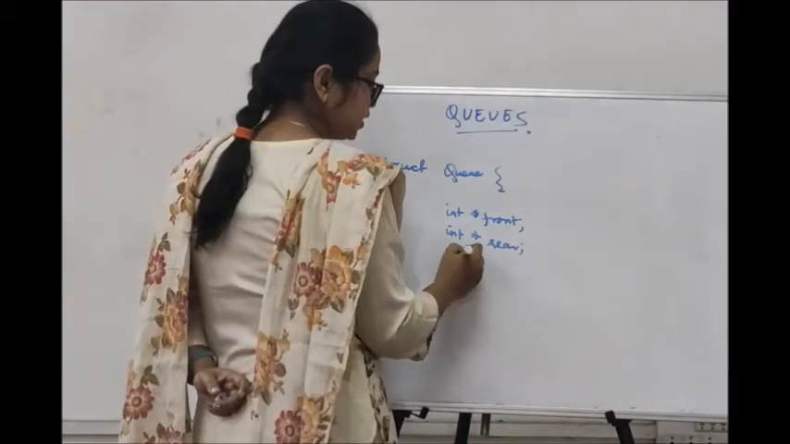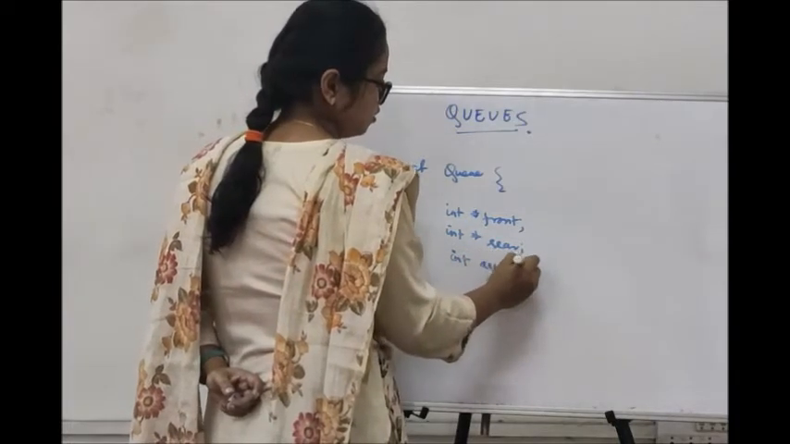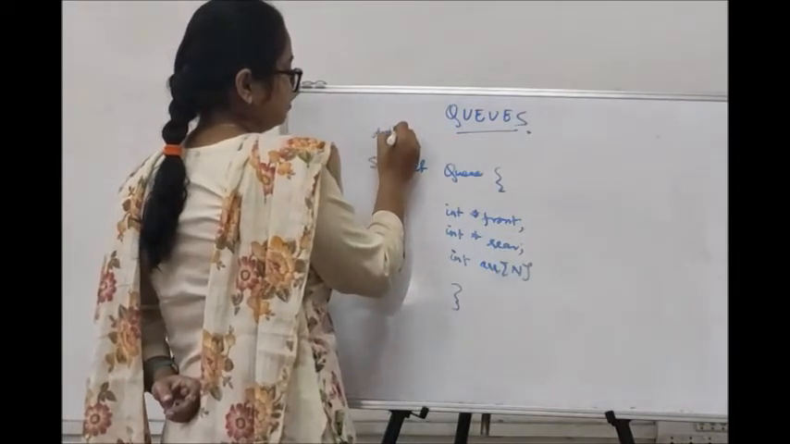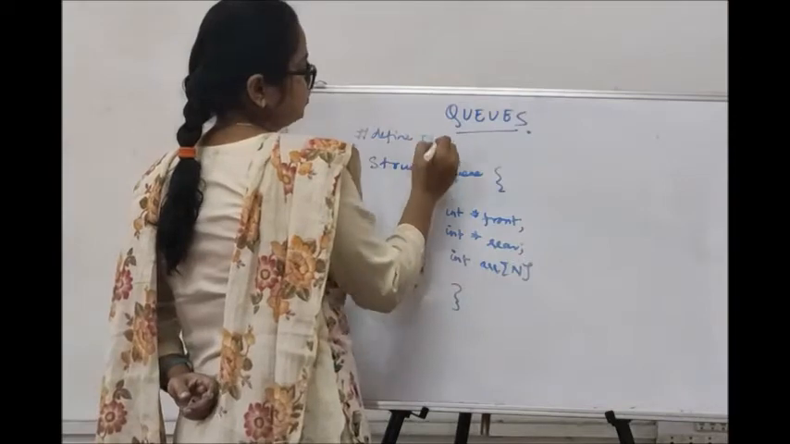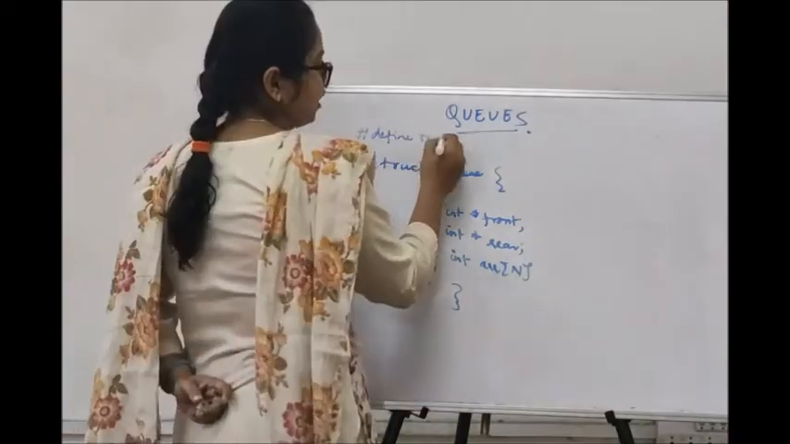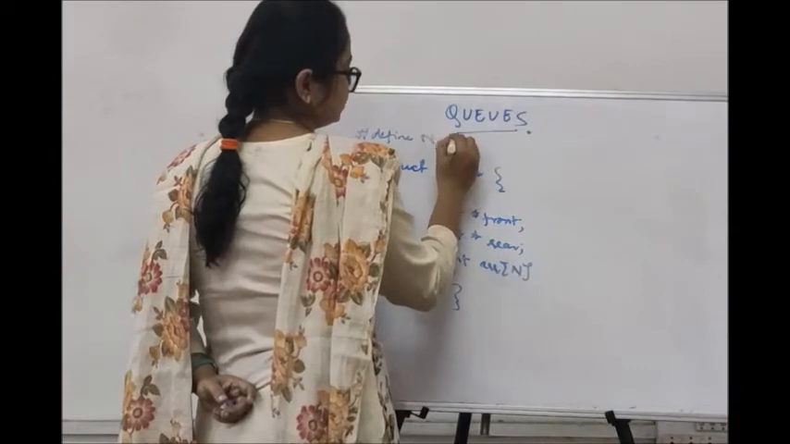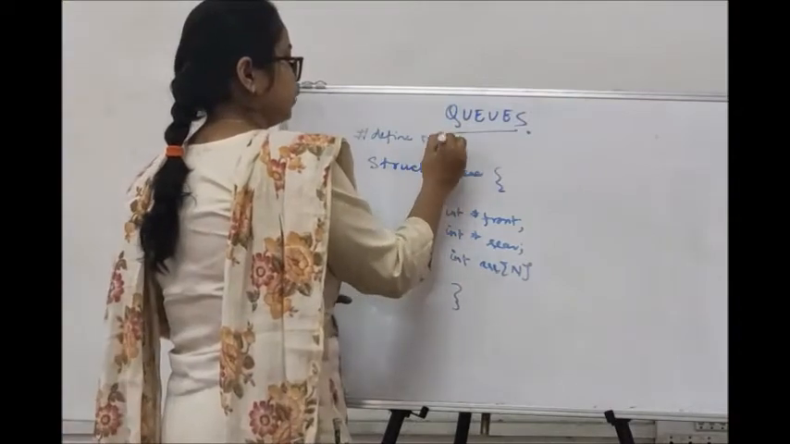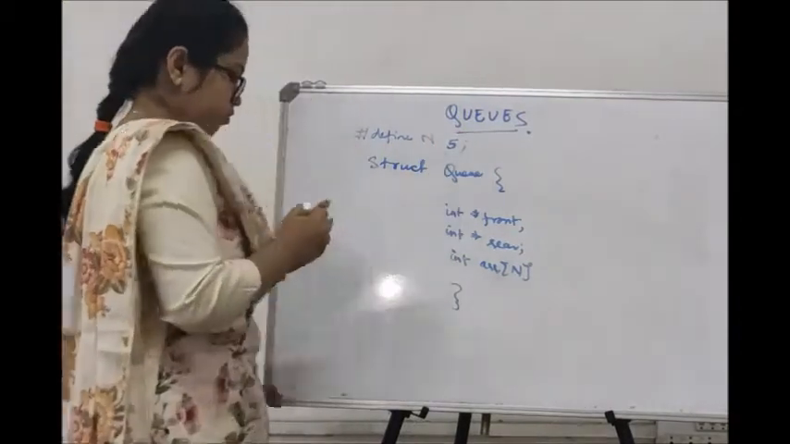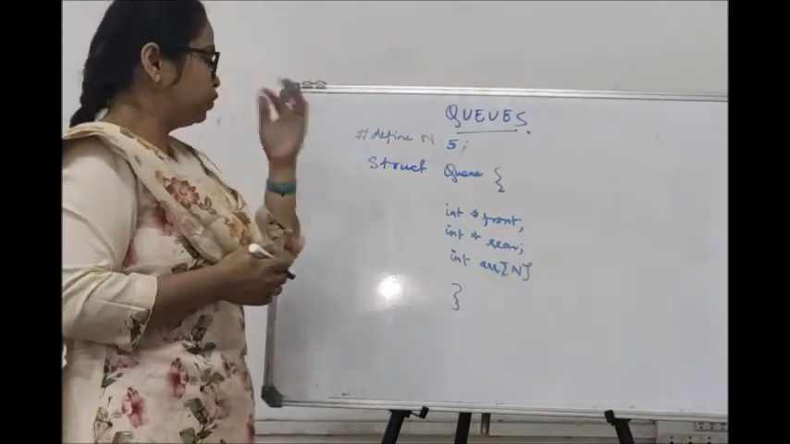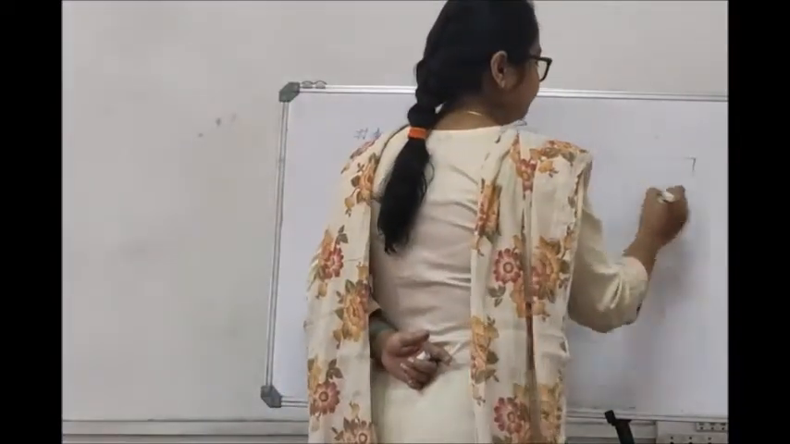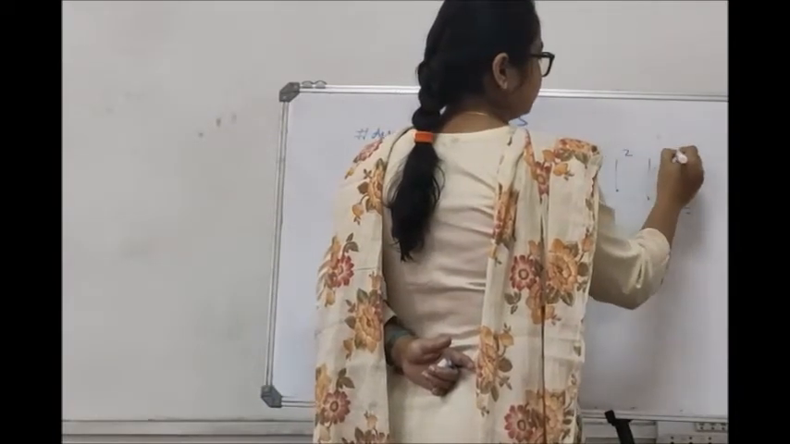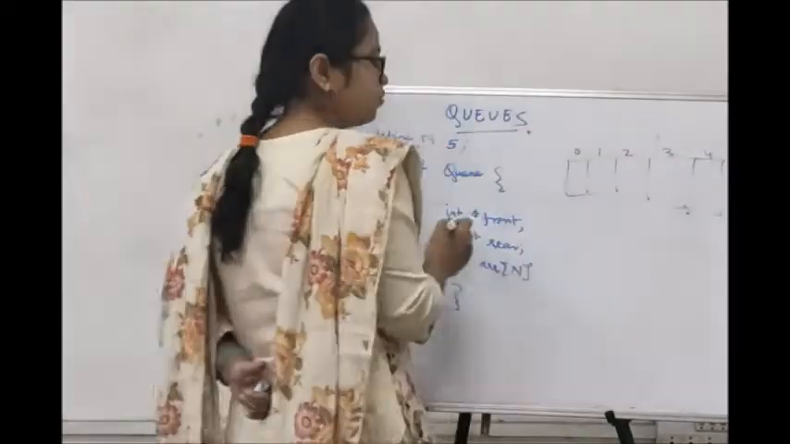And there is an integer array, suppose ARR, which is of size n. We will define n as something, 5 or 8 or 10, whatever. Let's take 10. Okay, keep it simple as 5. So this is how a queue looks like. We have an array of indices 0, 1, 2, 3. Since the size is 5, it will continue till 4.